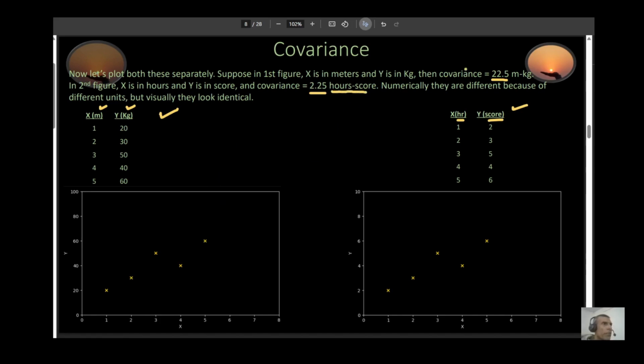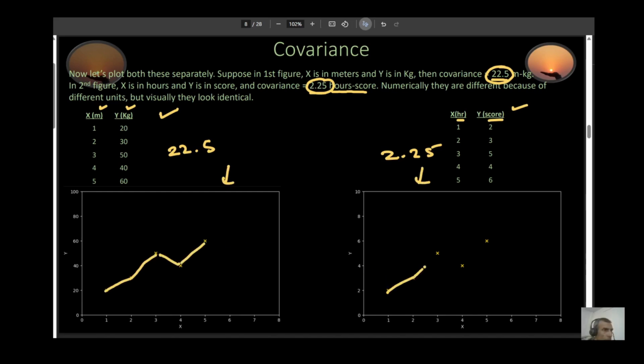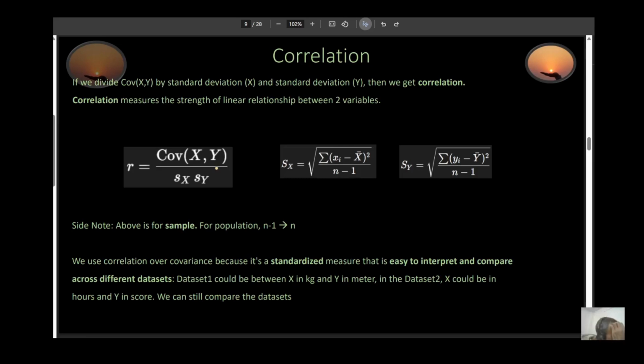So numerically, they look different. You can see that this is 22.5 and this is 2.25. So numerically, they're different. But if you look at the visual right here, you can see they're identical. Look at that. So is there a way, although your covariance value is different for two different data sets, but you just saw that the shape of the curve is almost identical? The set of data points look almost identical. So is there a way where we can capture the strength of the relationship between two variables?